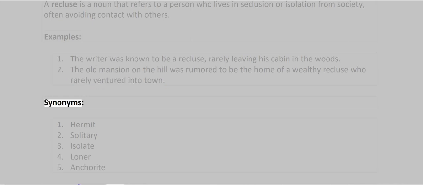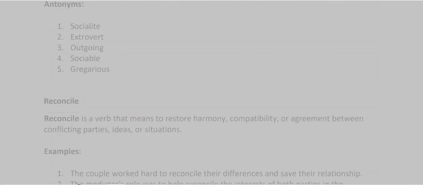Synonyms: 1. Hermit. 2. Solitary. 3. Isolate. 4. Loner. 5. Anchorite. Antonyms: 1. Socialite. 2. Extrovert. 3. Outgoing. 4. Sociable. 5. Gregarious.